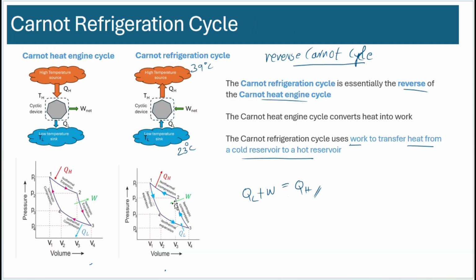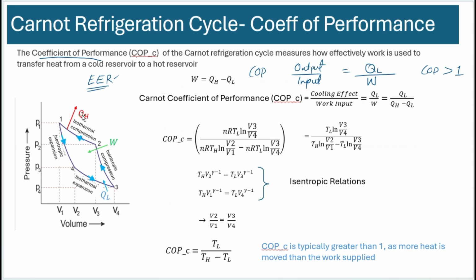The reason for that is QH is always greater than QL plus W. So you're going to remove more heat from the system than the amount of work that you are doing, typically. For some systems, COPs are lower than 1. There could be thermoelectric systems, for example, where the COPs are lower than 1. But for most systems, COPs are greater than 1.